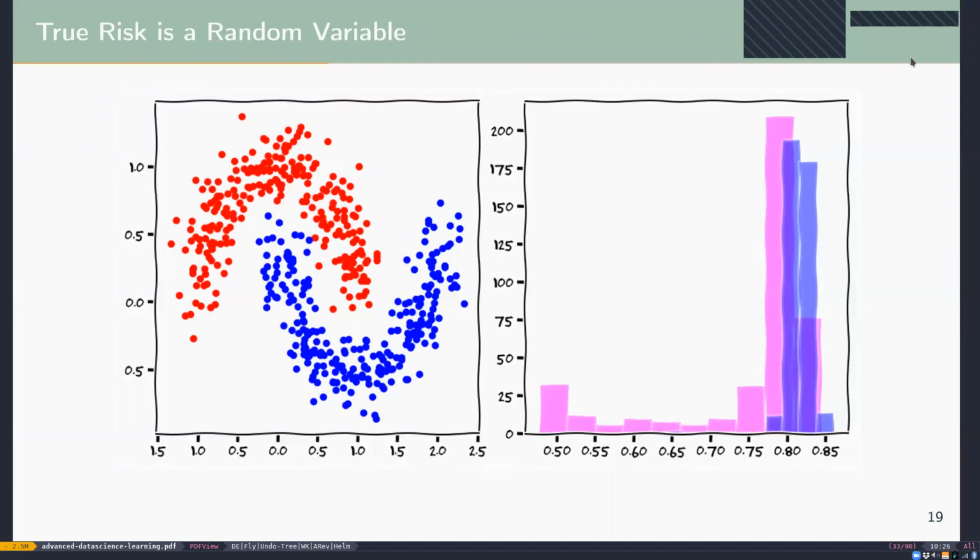So what you can see here is that sometimes on this one, here on the magenta one, I have basically a chance classifier, while it actually performs really, really well on the training data set. So what you have to consider is that the true risk that you evaluate is actually random, and it's random based on the training data set you pick. Right? So which training data set you pick is super, super important. Right, so that's the first notion I want to get through.